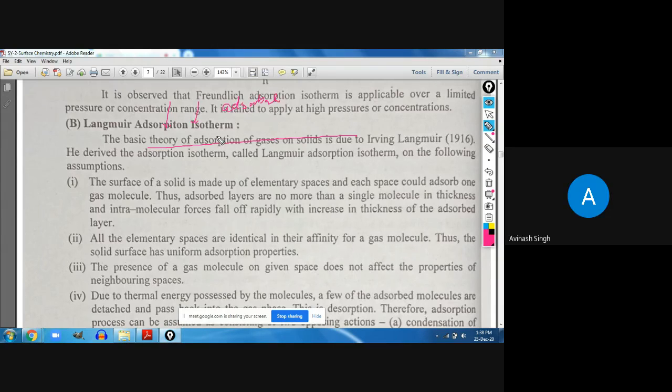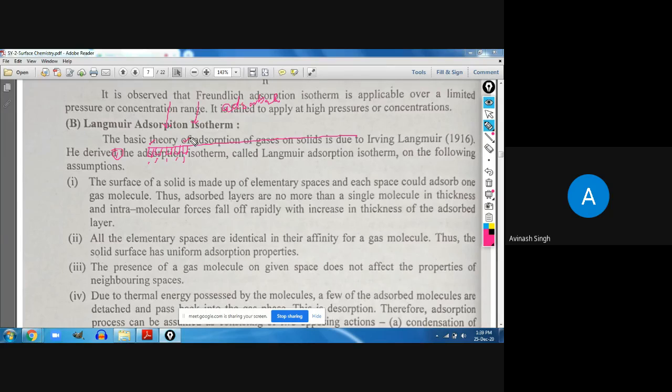Langmuir says that the solid surface where adsorption is happening, when you see it from far it looks like a surface, but mainly it consists of individual separate spaces, like rooms. Number one, the surface of a solid is nothing but individual spaces which are very specific. Is that understood? Number two, all these individual spaces are identical, that is, this space and this space are exactly equal to each other.